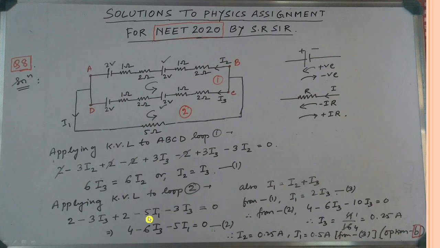So using these three things, from 2 we are getting 4 minus 6I3 minus 10I3. From this we are getting I3 as 0.25 ampere. So I3 is equal to I2, so I2 is also 0.25 ampere. And I1 is basically 2 times this, that is 0.5 ampere, for the sum of these two. So these three are the required current values.